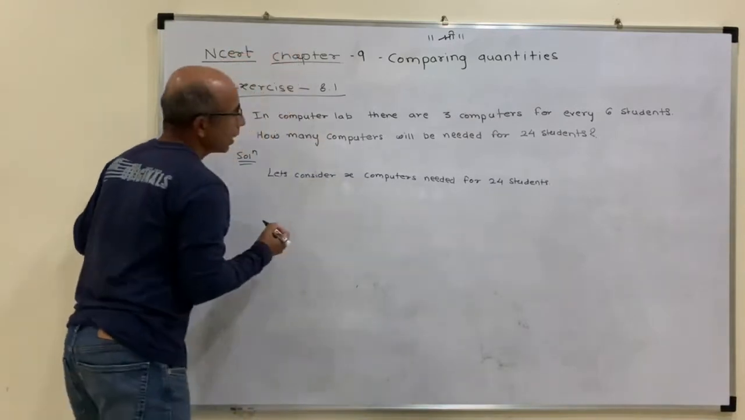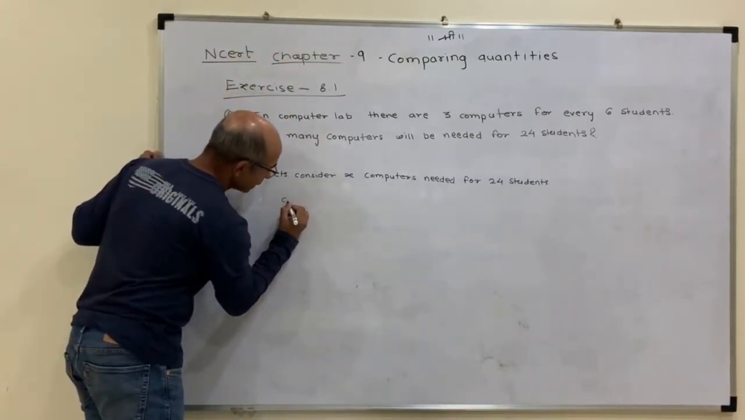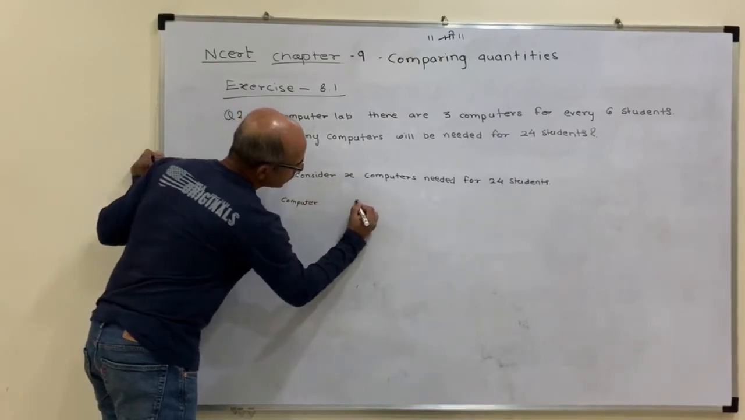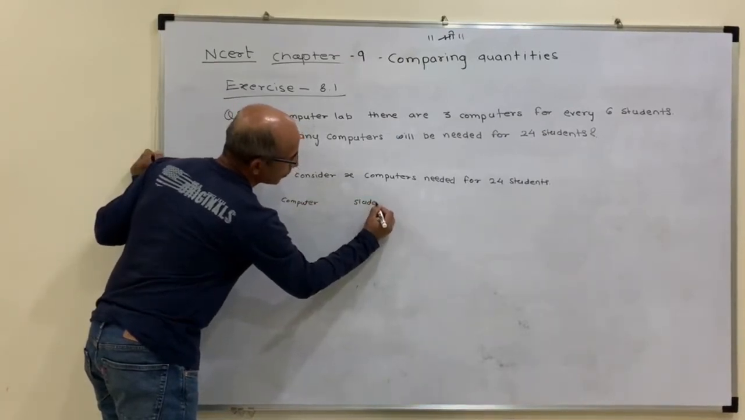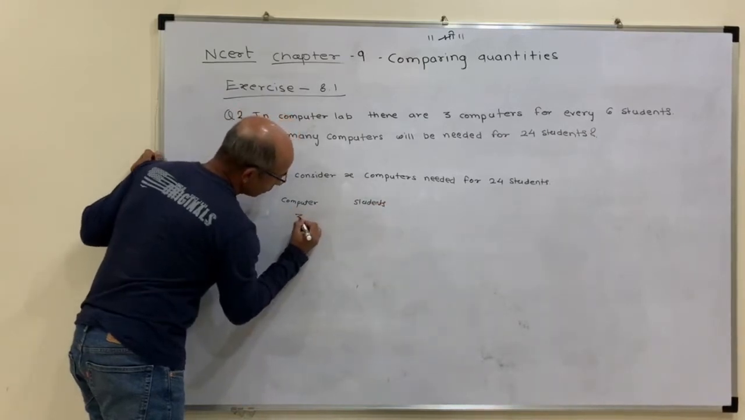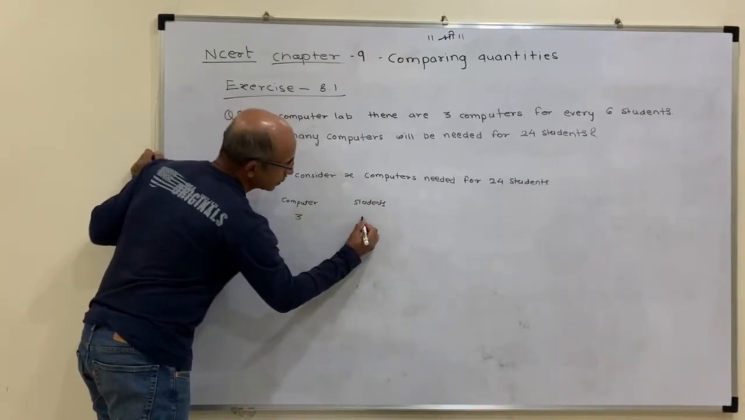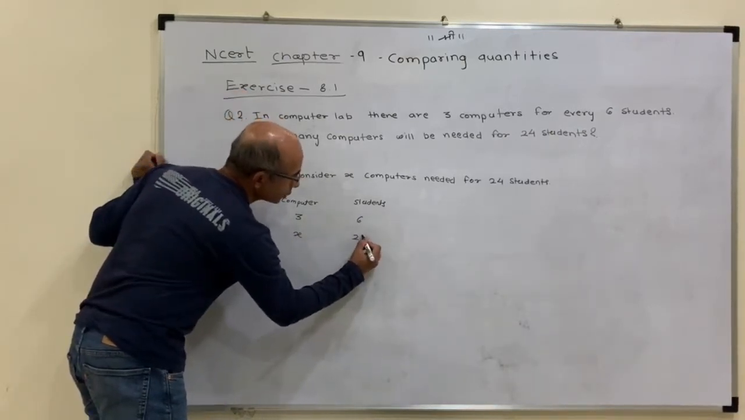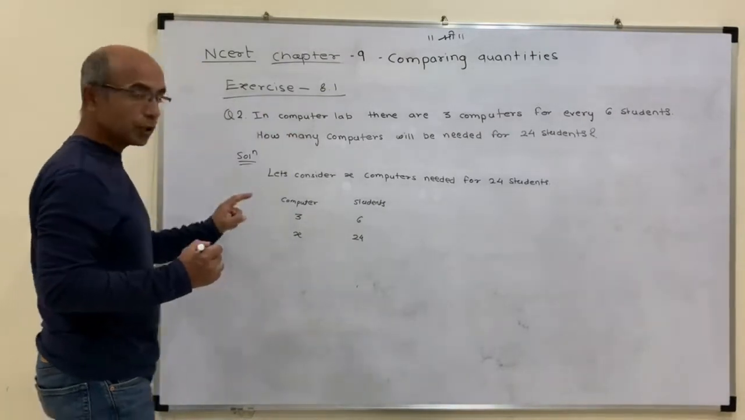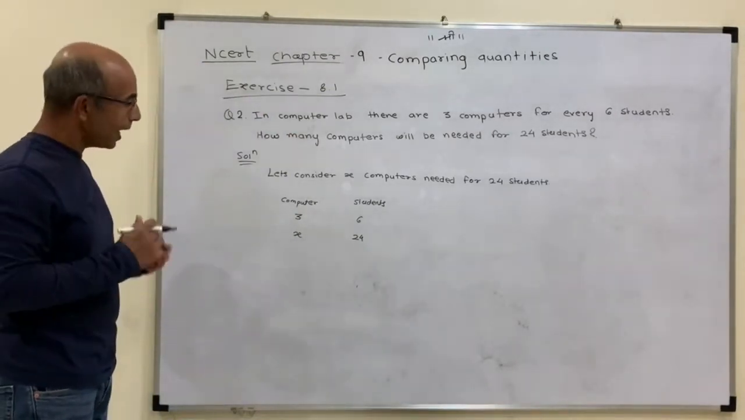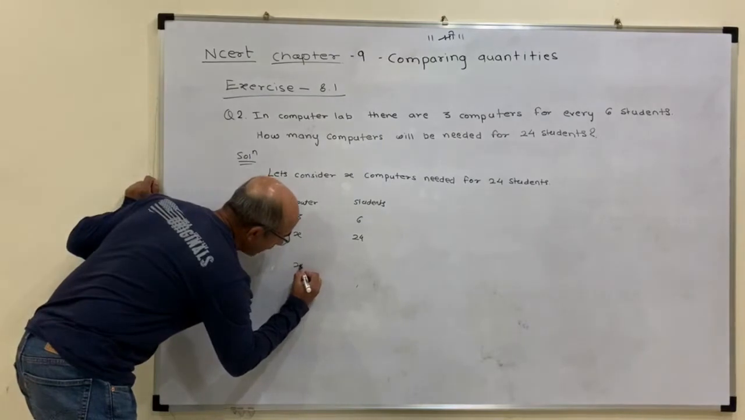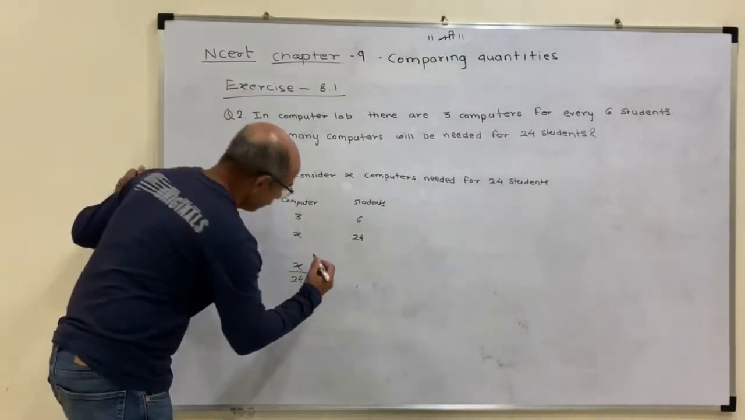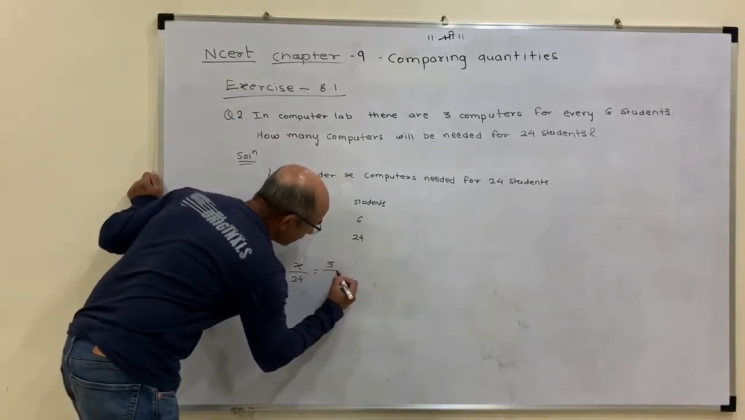So how are we going to present this? This is computers, and this is students. So 3 computers, 6 students. Now I have x computers, 24 students. So the ratio has to be maintained the same. Why am I taking the equal sign? Now, so my x divided by 24 is equal to 3 divided by 6.